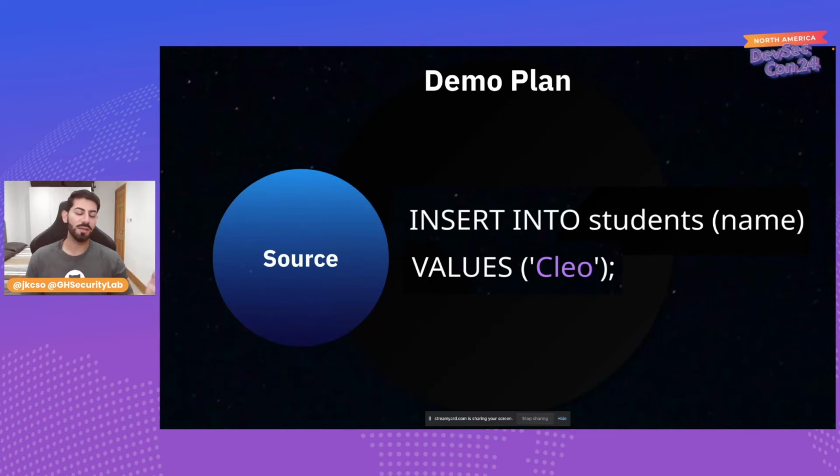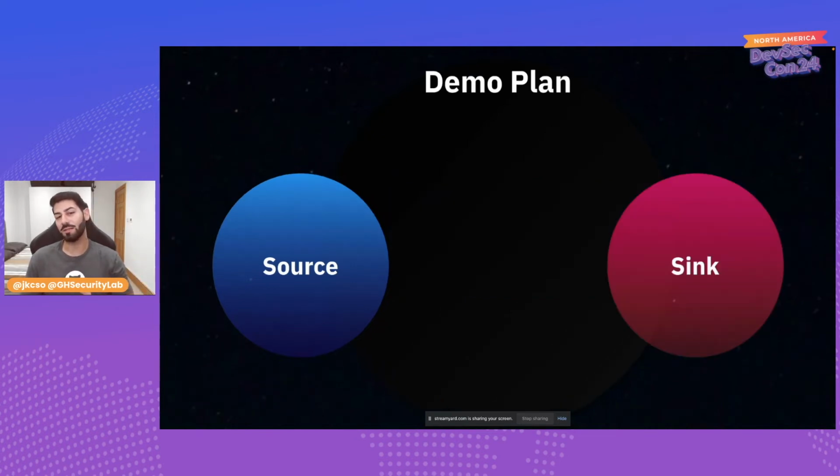But a source is actually useless without a sink. A sink is the place in the program where that unsanitized user input is actually being executed. If you don't have an execution, i.e., if you don't have a sink, you have an unexploitable vulnerability.